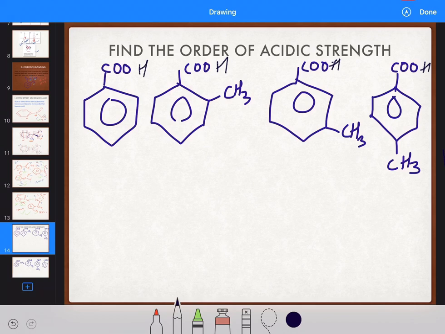If you see, all these molecules are benzoic acid or derivatives of benzoic acid. And if you remember, in the last class, I explained how ortho effect or SIR effect affects the stability of benzoic acid. Correct? So we will use that concept here to decide the acidic strength of these molecules.